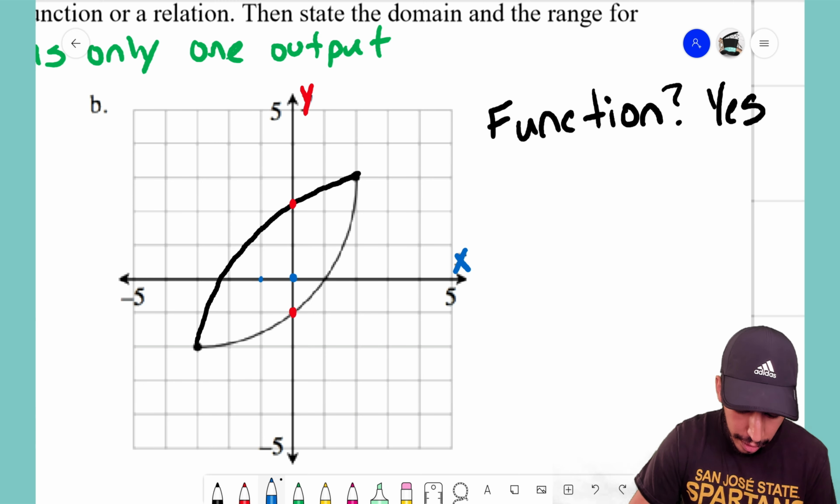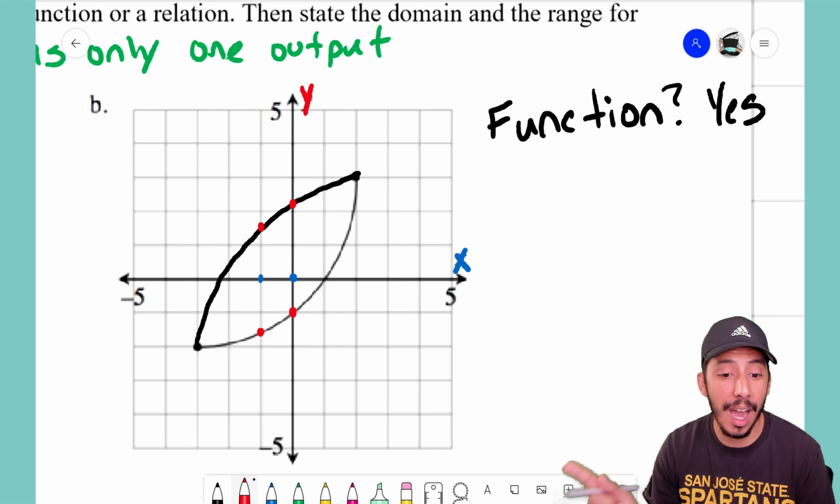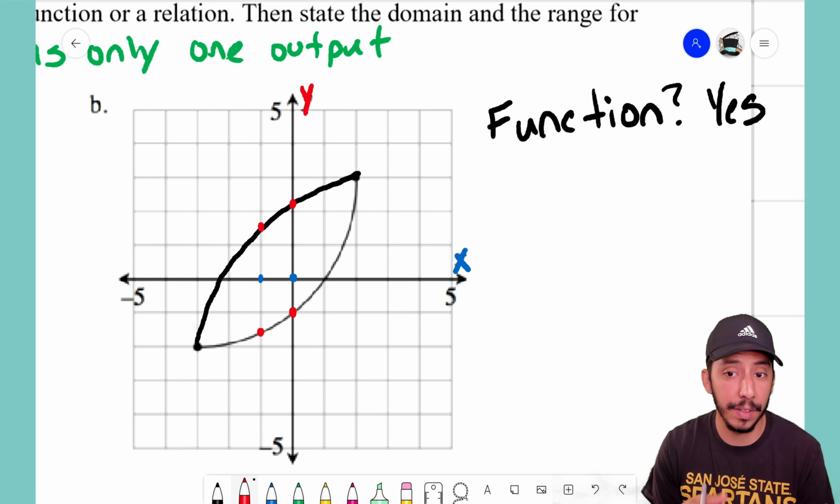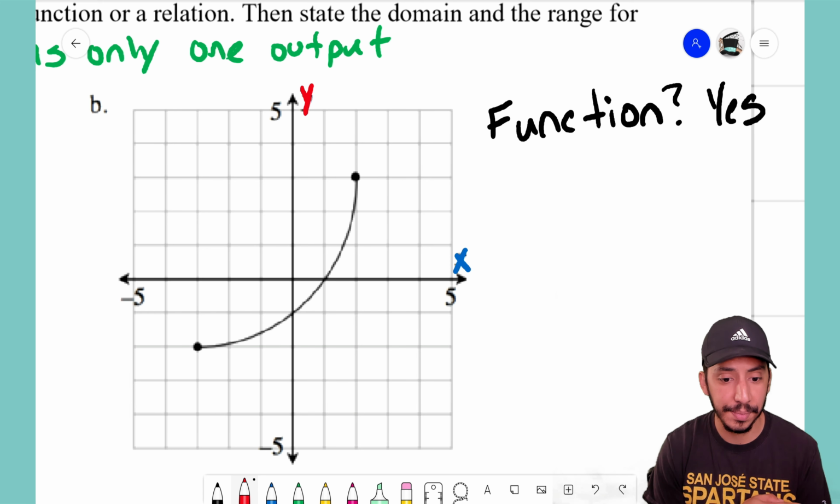Same thing as I move over here. If I'm over here at -1, there's an output down here. There's an output up there. That would not be a function. Okay, that's your way of showing it. Okay, but we're good. This guy is a function.